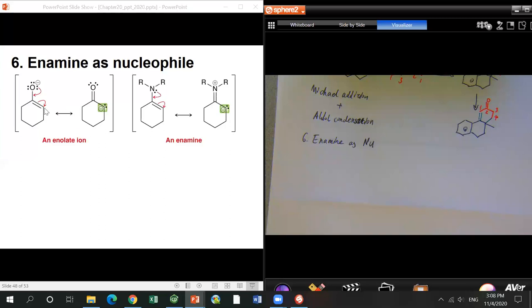All right, so you have a negative charge on this alpha carbon, okay. And then there is a very similar structure to it, the enamine, okay. It can also generate a negative charge on the alpha carbon, okay. And then this enamine can also do the reactions, okay. So the addition and also Michael addition or SN2 reactions, okay.